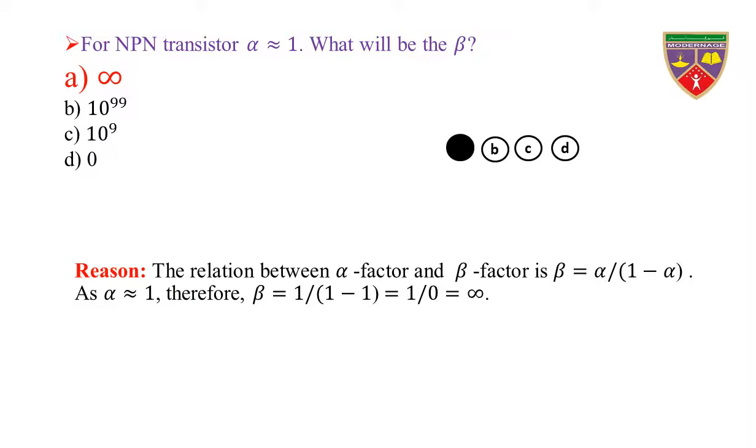Reason. The relation between alpha factor and beta factor is beta is equal to alpha divided by 1 minus alpha, as alpha is nearly 1. Therefore, beta is equal to 1 divided by 1 minus 1, which is equal to 1 divided by 0 is equal to infinity. Hence, beta factor is infinity.